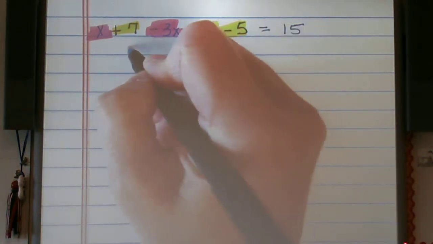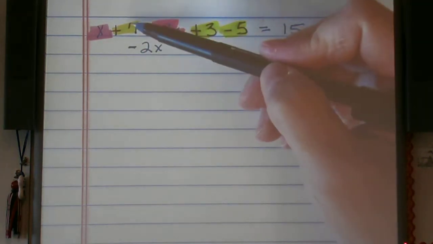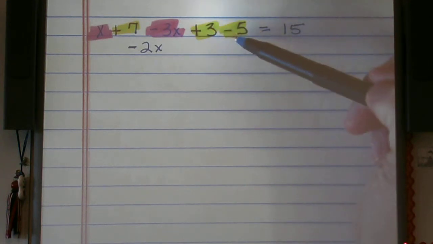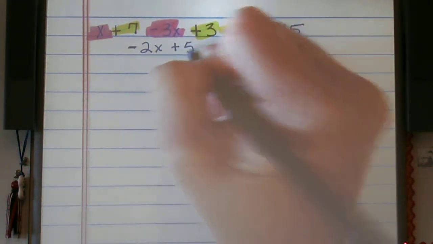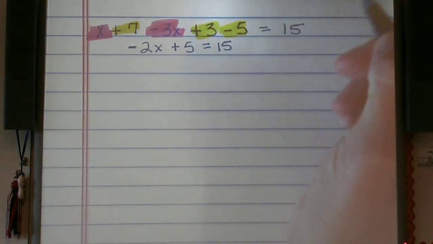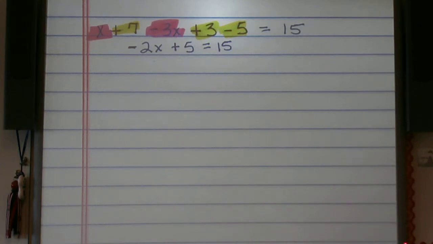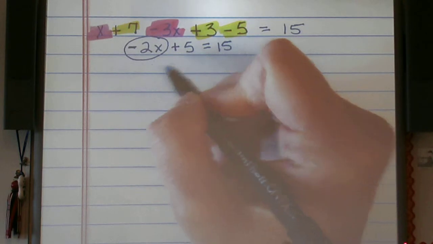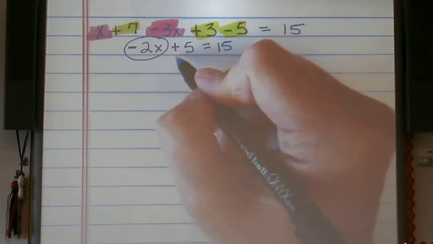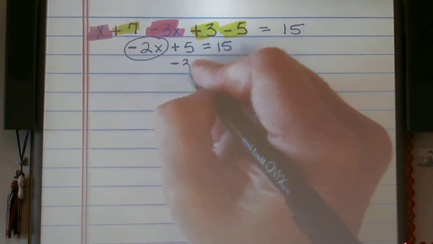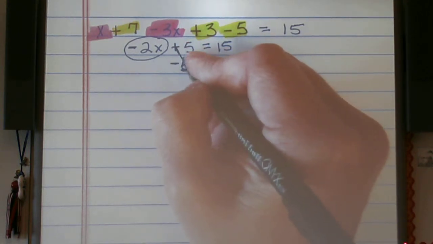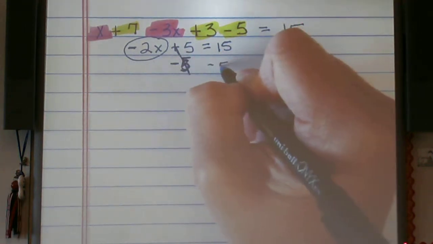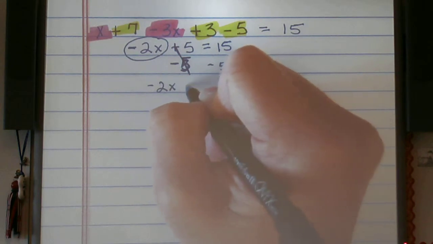So now if I say x minus 3x, I'm going to get minus 2x. And 7 plus 3 is 10, minus 5 is a positive 5. So plus 5 equals 15. Now I'm ready to start my two-step solving of this equation using my inverse operations. I want to isolate my negative 2x, so I need to use an inverse operation on this plus 5 so that the negative 2x is isolated. So since I'm adding, to undo addition, I subtract. And that's going to leave me with negative 2x equals 10.